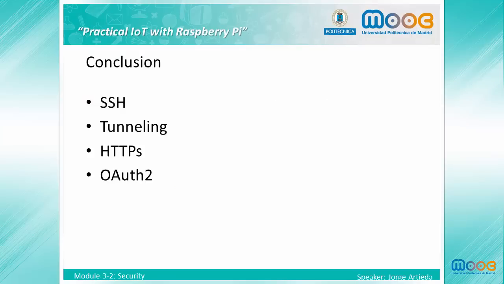In this lesson, we have seen how to access our Raspberry Pi using SSH. We have secured our services using tunneling and explained the importance of HTTPS. We also have seen how OAuth 2 works. In the next lesson, we will describe the different options to connect wirelessly to the network.